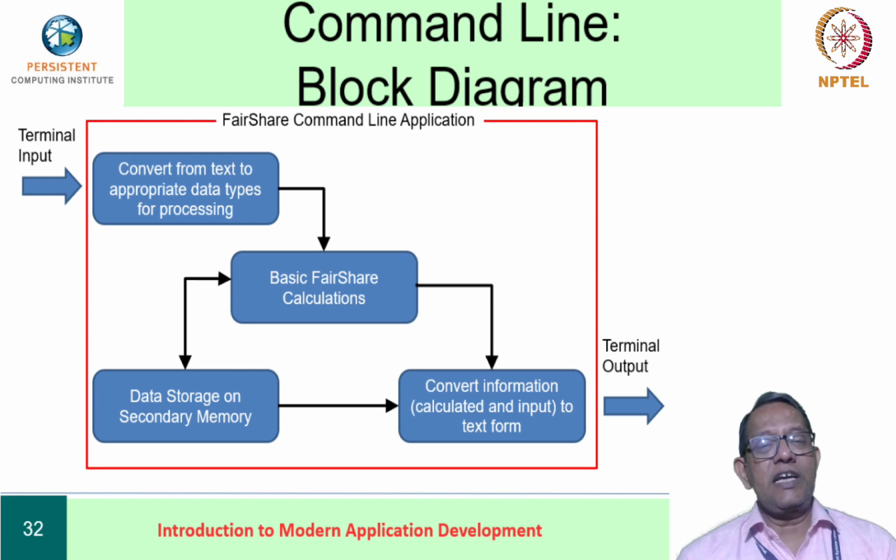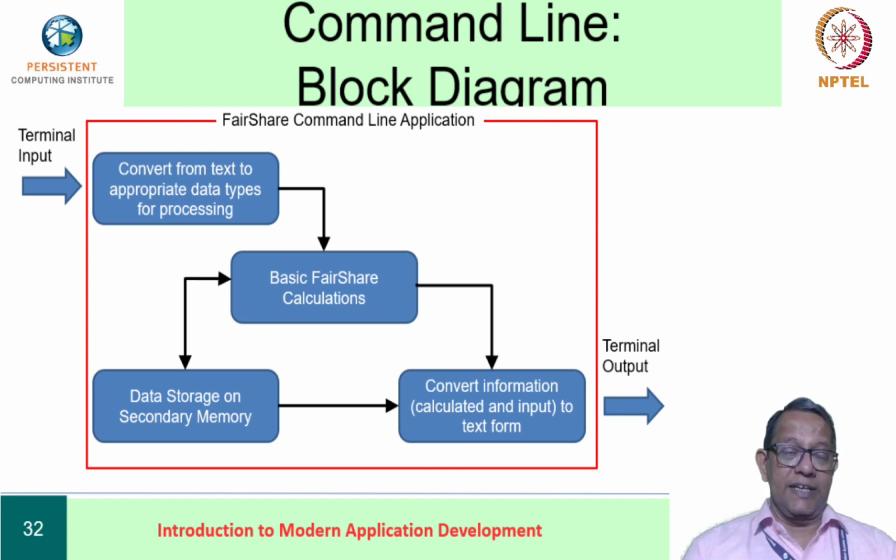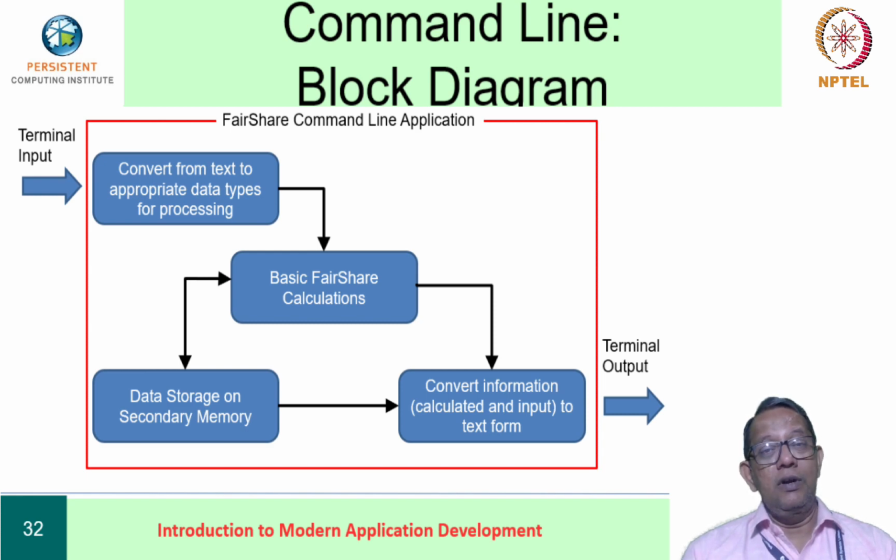From the left, we see a terminal input. The red outline is the boundary of the command line application, and on the right we see a terminal output. Within the outlined box, whatever data comes from the input, we need to convert it to the appropriate data type for processing. It is then passed to the actual fair share calculator, the method that actually computes the fair share of each roommate, and the results are then converted from the calculated form to the text form, so that it goes on a terminal.